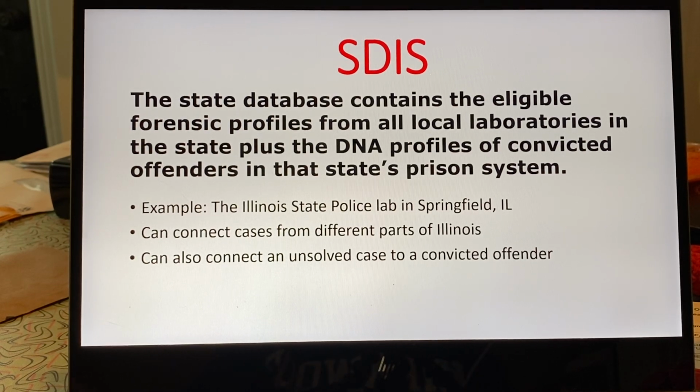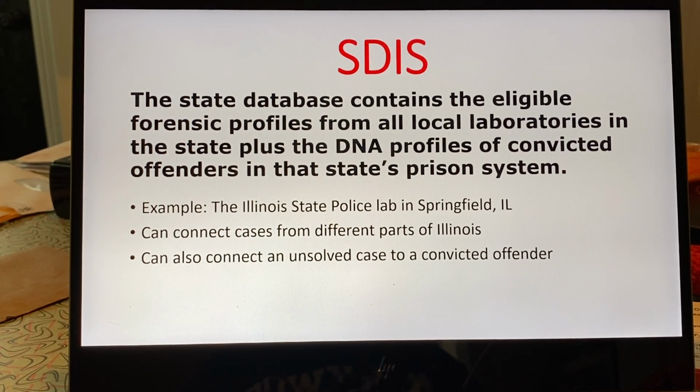Very exciting, okay. The next level then is at the state, okay? So the state database contains the eligible profiles from all local labs in that same state, plus the DNA profiles of convicted offenders in that state's prison system. Okay, what's great about CODIS now is any person who basically has been convicted of a felony, before they are released from prison, they have to give up a cheek swab, their DNA has to be processed, and it has to be in the database before they can be released. And the great part is, guess what? They have to pay for it, okay? So it's not the taxpayers paying for that.